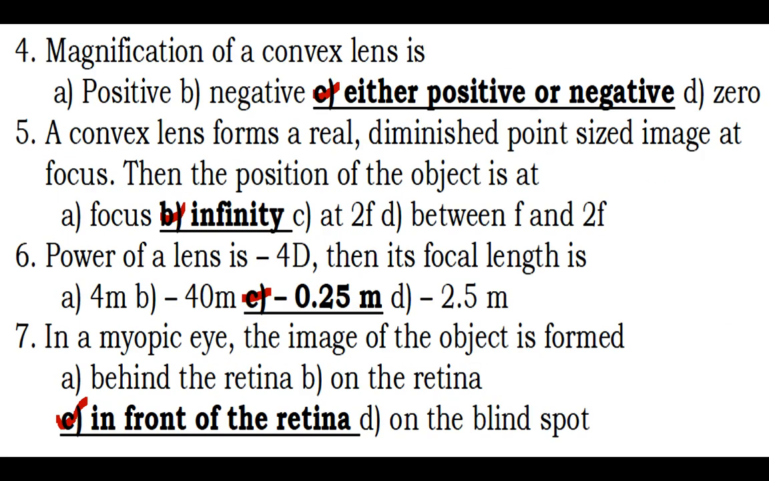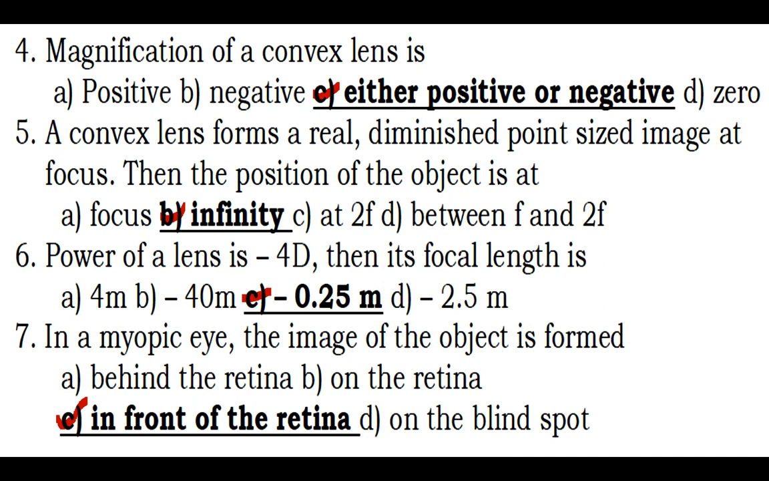Question number 4. Magnification of a convex lens is option C, either positive or negative. Question number 5. A convex lens forms a real, diminished, point-sized image at focus. Then the position of the object is at option B, infinity. Question number 6. Power of a lens is minus 4 diopter. Then its focal length is option C, minus 0.25 meter.